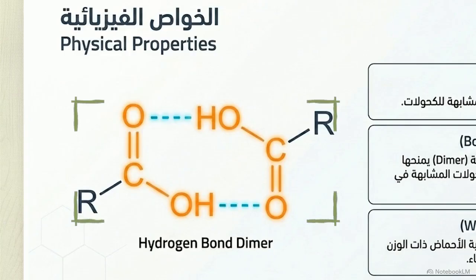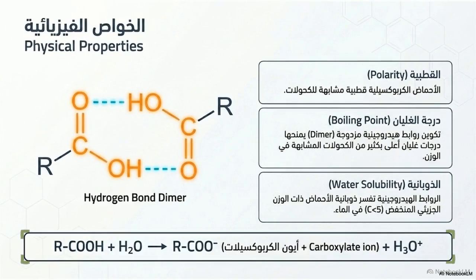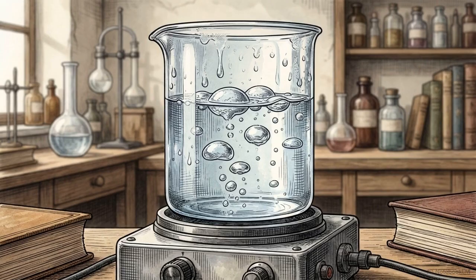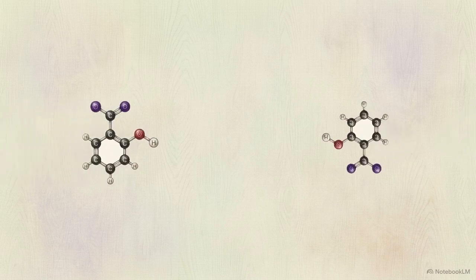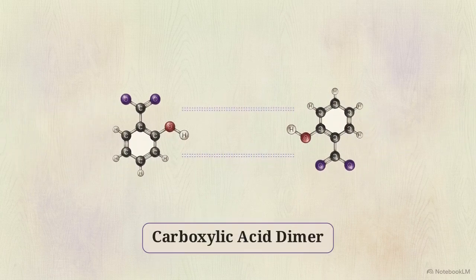Carboxylic acids form hydrogen bond dimers, a dual connection between two molecules. Breaking these strong bonds requires massive energy, resulting in much higher boiling points than comparable alcohols. This bonding also dissolves lower molecular weight acids in water until the nonpolar chain grows too long. The macroscopic physical properties you can measure in a beaker, the high boiling point and the specific limits on solubility, are direct, predictable consequences of how effectively these molecules lock together as dimers.